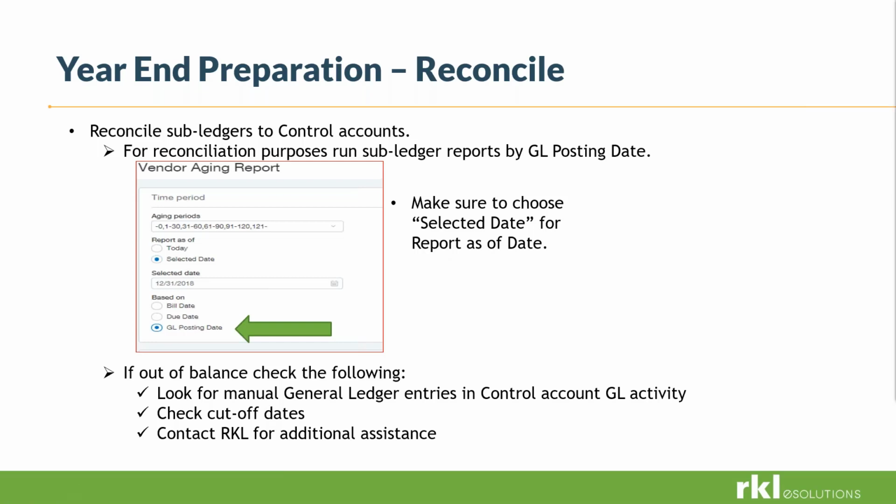Things to look for if there are any issues with your reconciliation: look for any manual journal entries that are going through your control account. Check your cutoff date, and if you can't figure it out, feel free to call us at RKL for additional assistance. We'll be happy to help you.